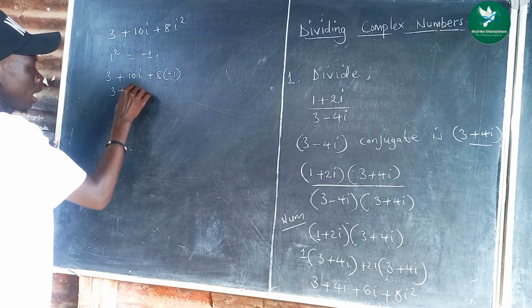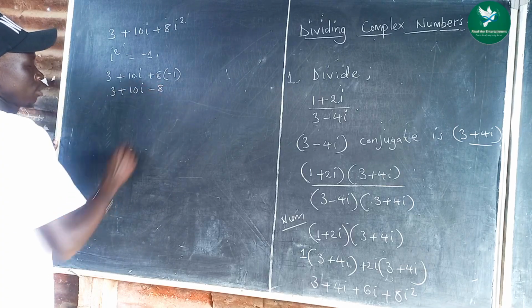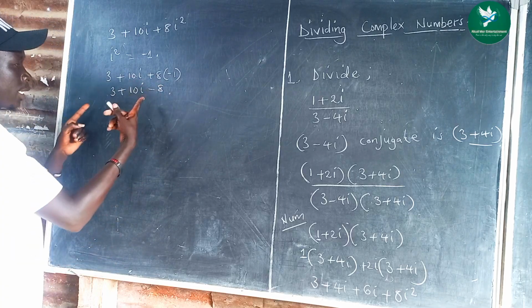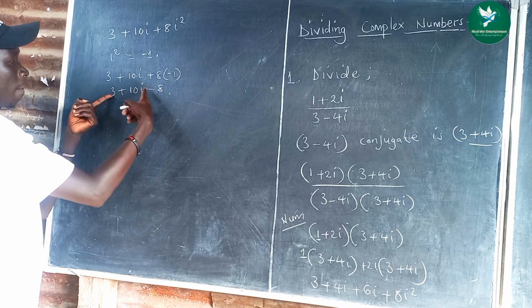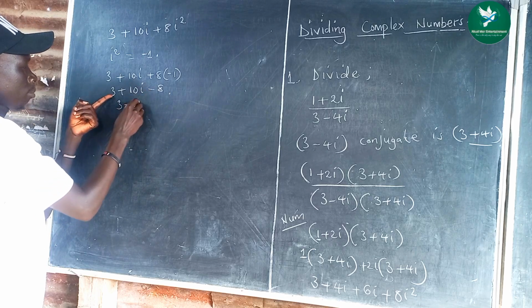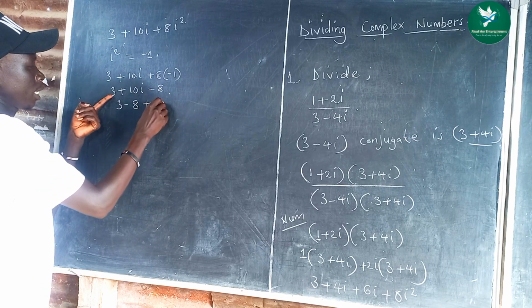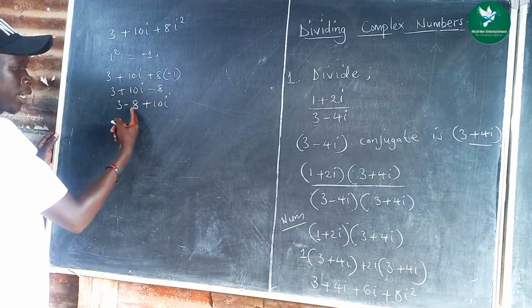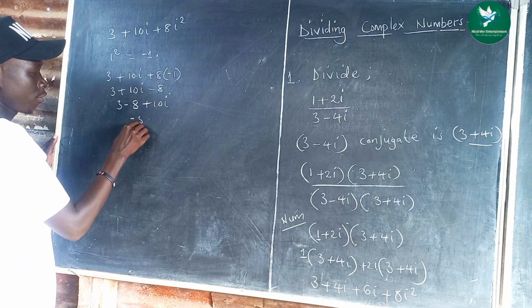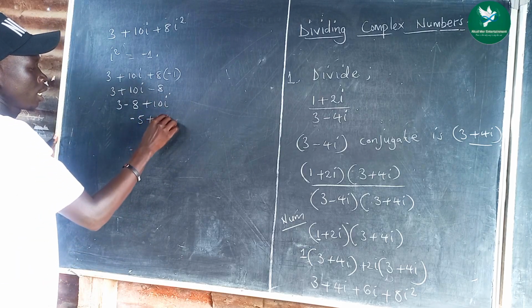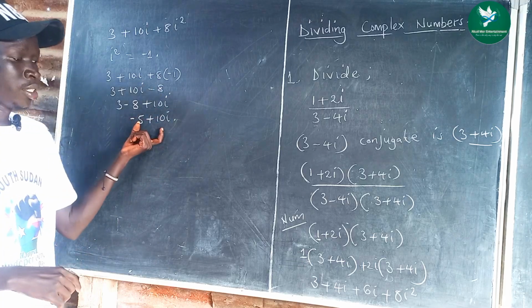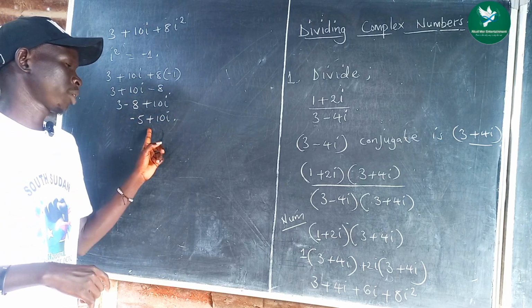3 plus 10i minus 8. If you collect like terms again, you have 3 minus 8, then plus 10i. 3 minus 8, you are going to have negative 5 plus 10i. This is the numerator.